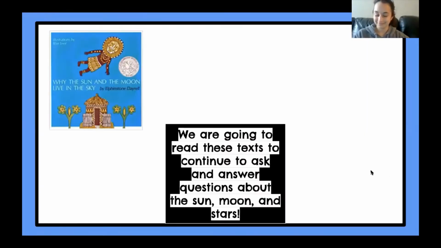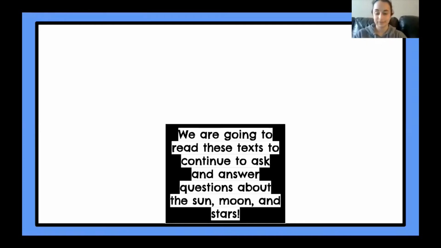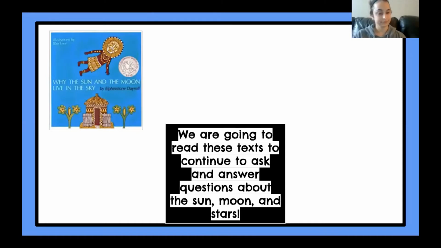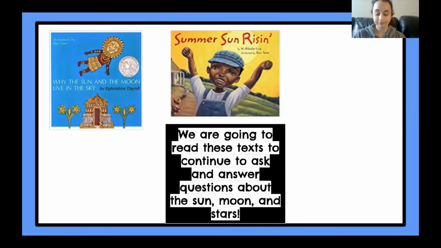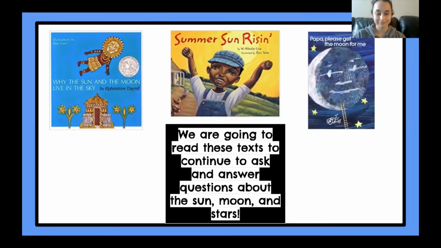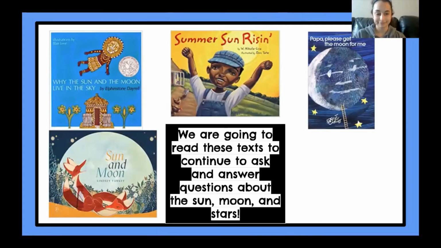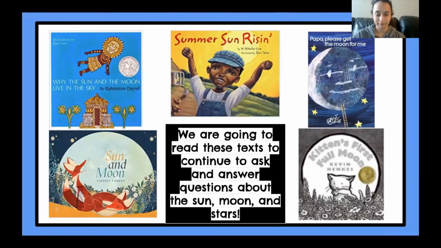And lastly, here are some of the super exciting texts that we are going to read in this module to ask and answer questions about the sun, the moon, and the stars. First, we have Why the Sun and the Moon Live in the Sky. Then we have Summer Sun Rising. Papa, Please Get the Moon for Me. Sun and Moon. And lastly, we have Kitten's First Full Moon.